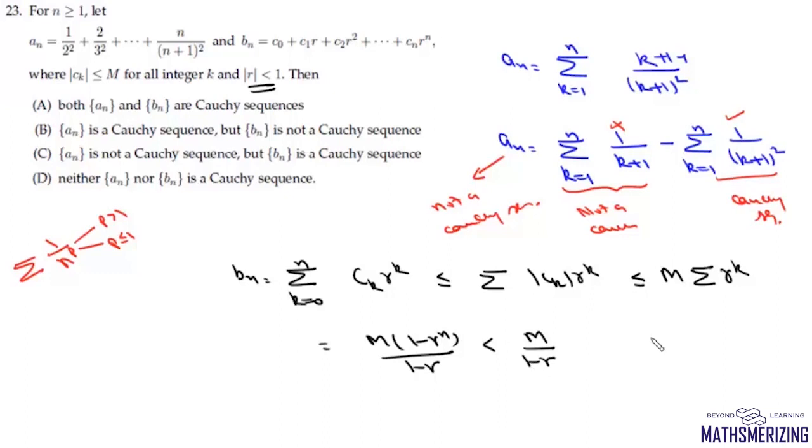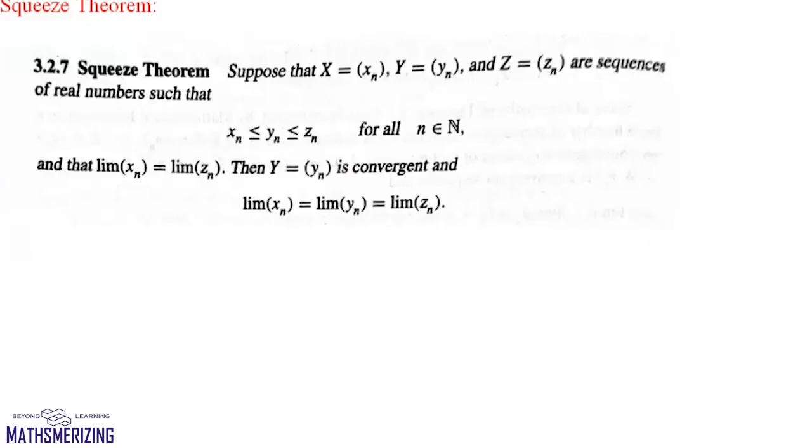Now this mod bn is less than m upon 1 minus r. So this sequence will be a Cauchy sequence. So the answer to this question is: an is not a Cauchy sequence, but bn is a Cauchy sequence, and that's your option C. Now we'll come to this squeeze theorem.